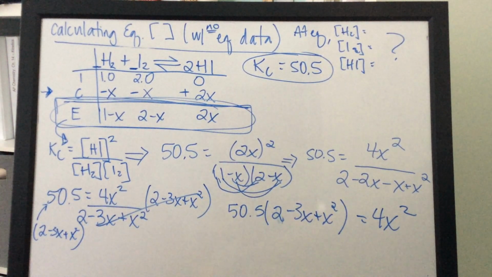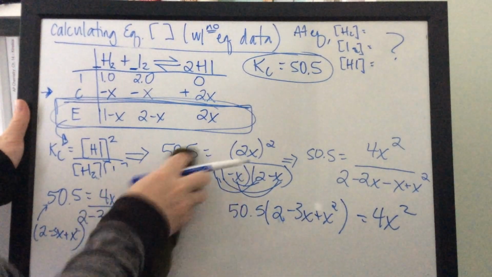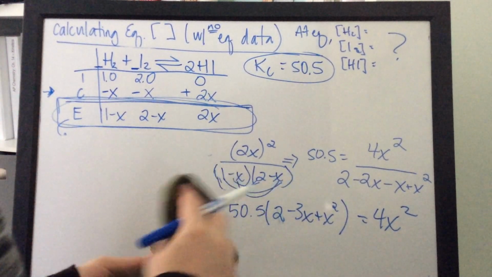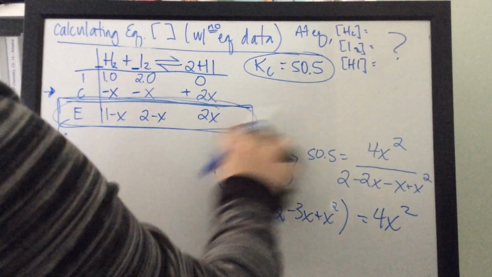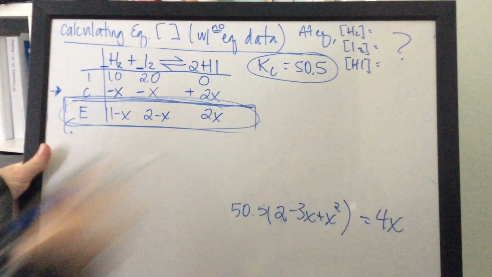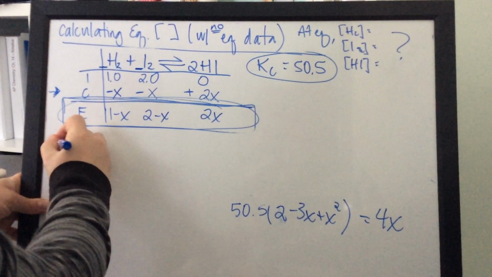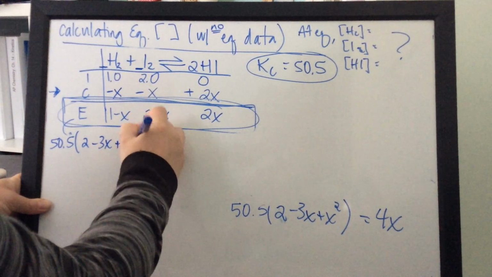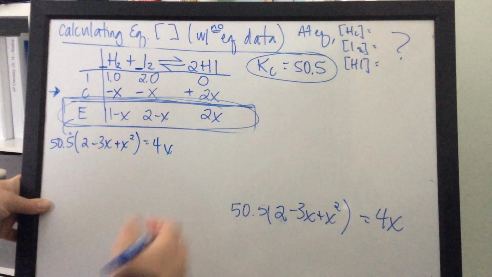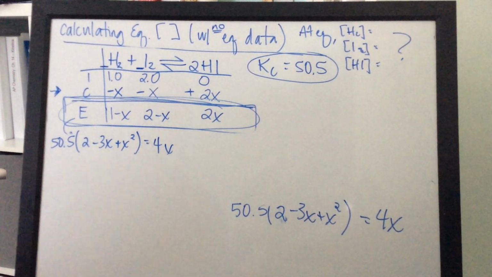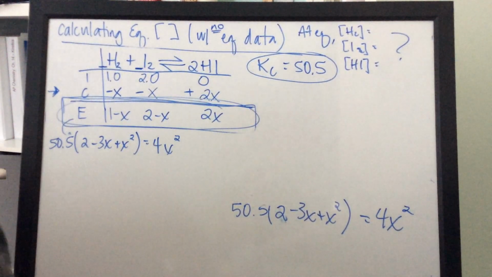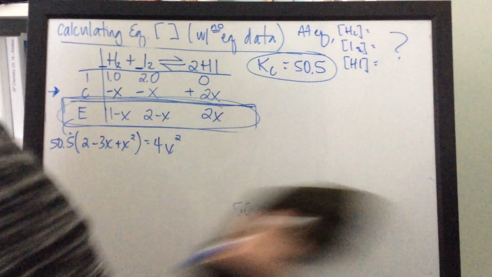For sake of room here, I'm going to erase some of this so that we can follow this whole thing. So give me 1 second. Okay, so where I am right now is right here, 50.5 times 2 minus 3x plus x squared equals 4x. That should be 4x squared. I dropped a square. Whoops. Okay, there we go. All right, so that's where we are.